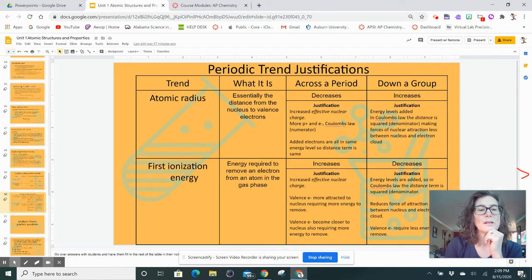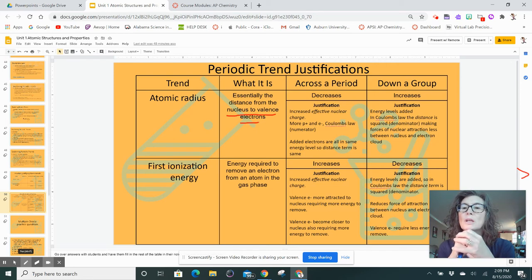So atomic radius is essentially the distance from the nucleus to the valence electrons. How far is it from the nucleus to the valence electrons? It decreases as you go across the period, and it increases as you go down. Oops, that was so wrong. It decreases when we go across, and it increases when we go down. That's the correct way to say it. Decreases when we go across, increases when we go down.